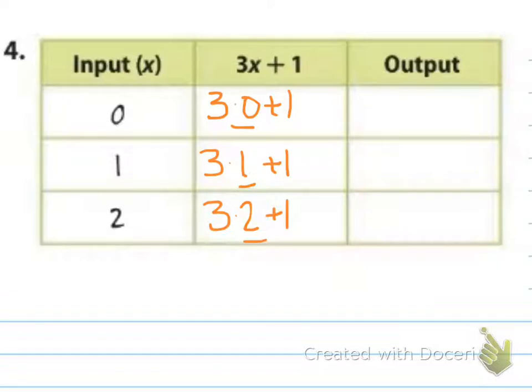So for number 4, 3 times 0 is 0, plus 1 is 1. 3 times 1 is 3, plus 1 is 4. 3 times 2 is 6, plus 1 is 7. And there we go. Our outputs are 1, 4, and 7.